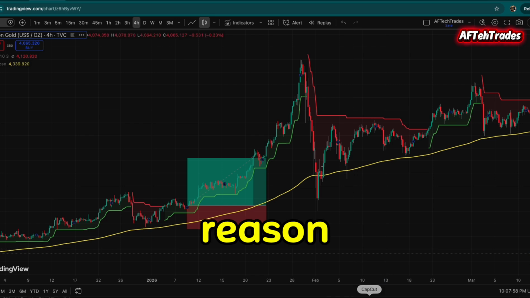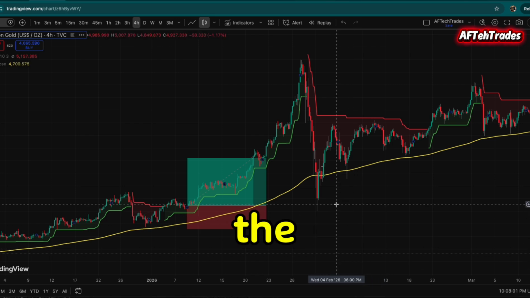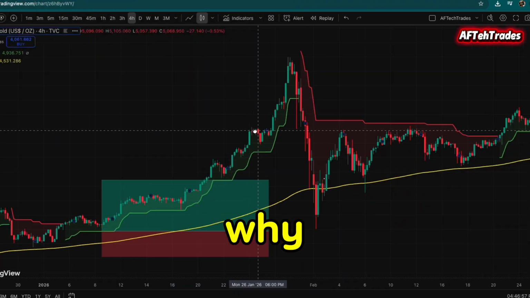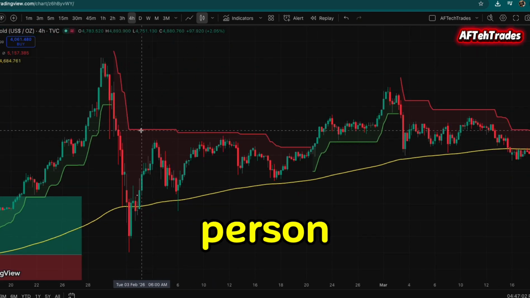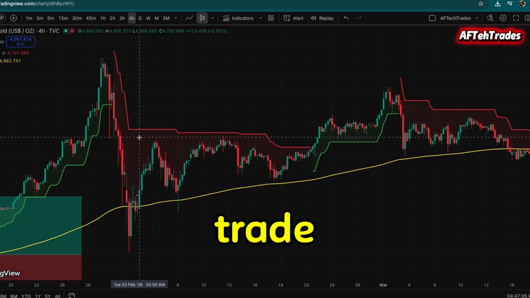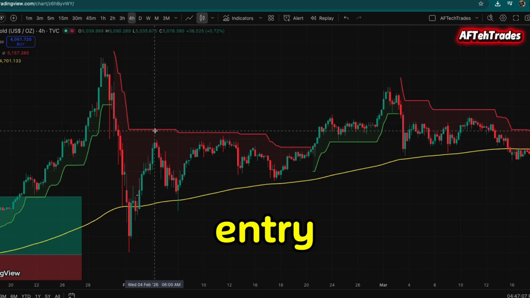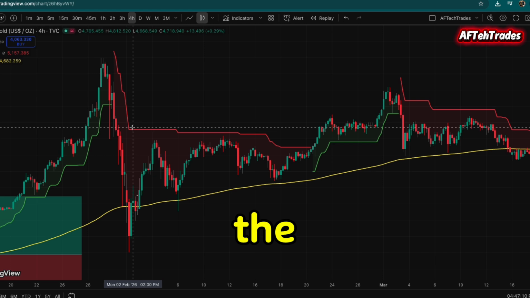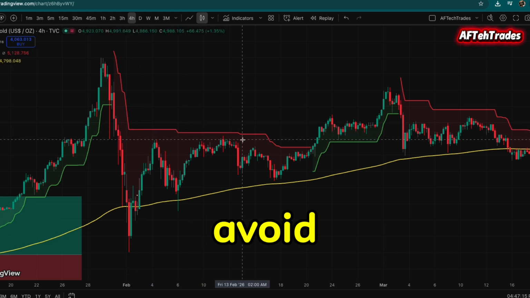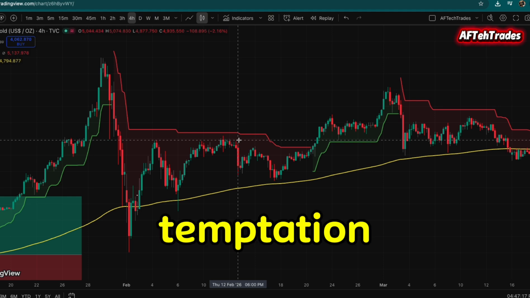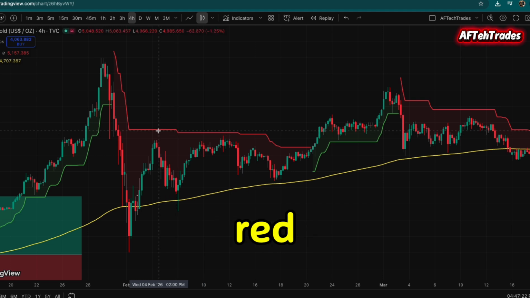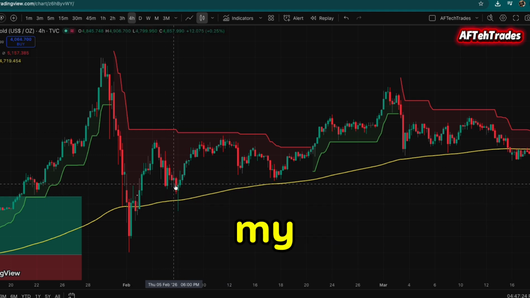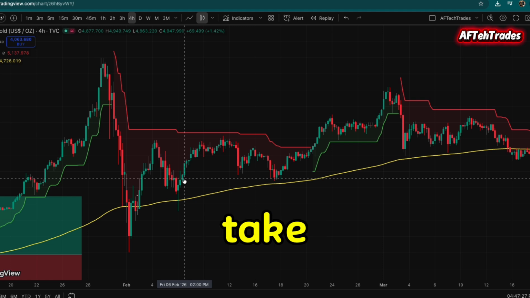Okay, so now the reason why I skipped, let's go back to the trades I skipped. Why I skipped this trade, you can see, why is this person skipping this trade? This trade is a bad entry. Why? Because the super trend line is showing red, so I want to avoid such a trade. No matter the temptation, I'm not gonna enter this trade because the super trend is red. Even though it is above my 200 EMA, I'm not gonna take the trade.